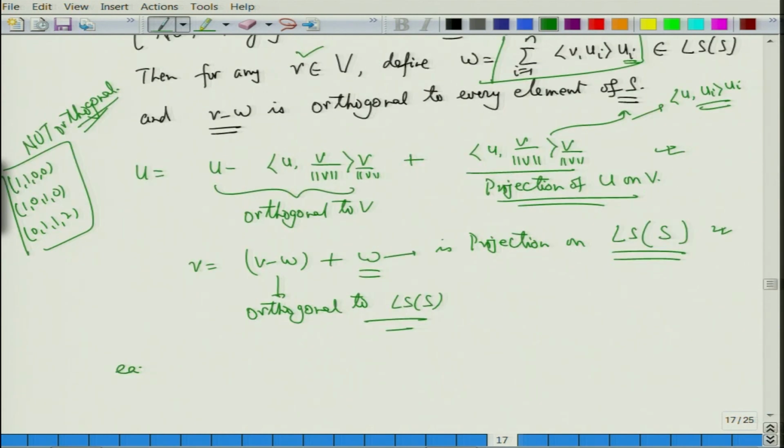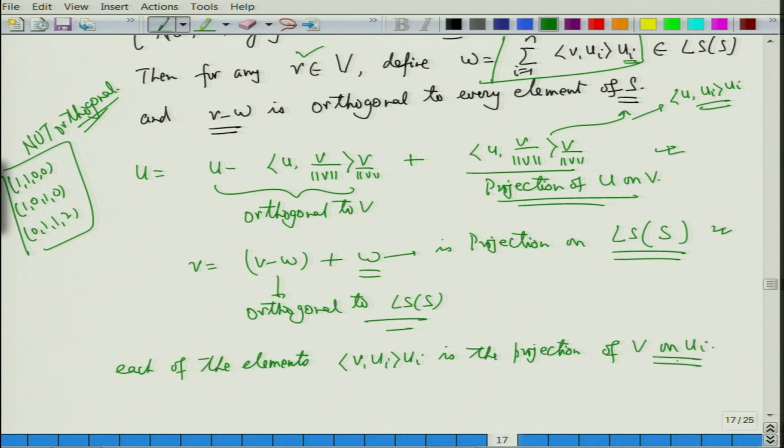So each of the elements v comma ui is the projection of v on ui. Is that okay? So I am adding all the projections and then getting the vector w. I am just writing a component of this part as this, which I wrote as w here, and which is orthogonal to it. Alright, so I will just end the lecture here itself. Thank you.